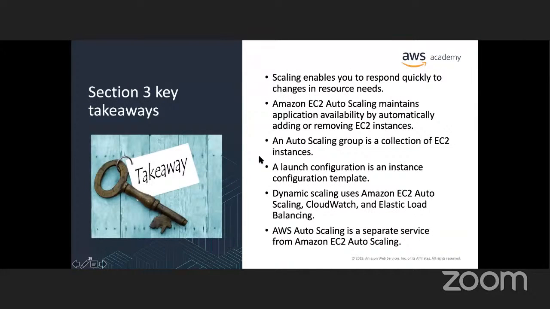Now the takeaways here: scaling enables you to respond quickly to changes in resource needs. Amazon EC2 auto scaling maintains application availability by automatically adding or removing EC2 instances, right? An auto scaling group is a collection of EC2 instances. A launch configuration is an instance configuration template. Dynamic scaling uses Amazon EC2 auto scaling, CloudWatch, and elastic load balancing. And AWS auto scaling is a separate service from Amazon EC2 auto scaling.